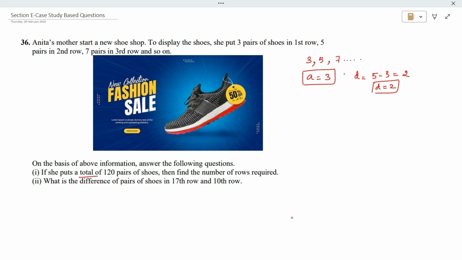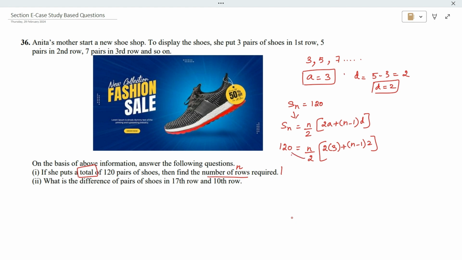If she puts a total, so total is sum, okay, of 120 pairs of shoes, then find the number of rows required. So they're asking me to find n and Sn is given. So Sn is given as 120. So what is the Sn formula? Sn is equal to n by 2 times 2a plus n minus 1 times d, isn't it? So I'm going to substitute Sn as 120 and the values of a as well as d. So it will be 2 times 3 plus n minus 1 times 2.